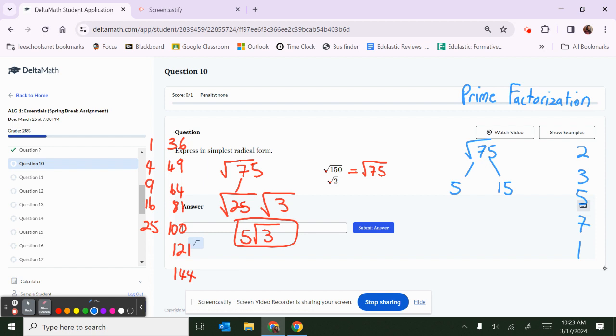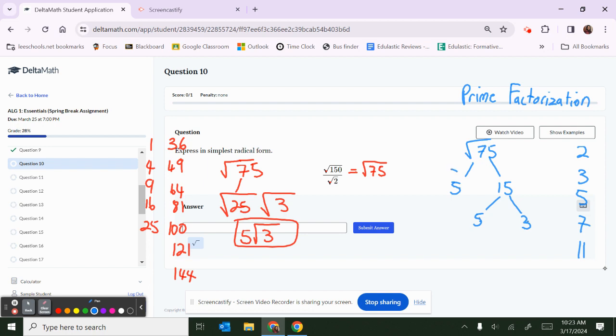15, can I divide it by 11? No. By 7? No. By 5? Yes. All right. So I can divide it by 5. 15 divided by 5 is 3. Okay. And the only thing I can divide 3 by is 3. But if I divide it by 3, I get 1. All right. And we don't want to really get 1 here. We just want to try to get it to where all of these numbers at the end are prime numbers.